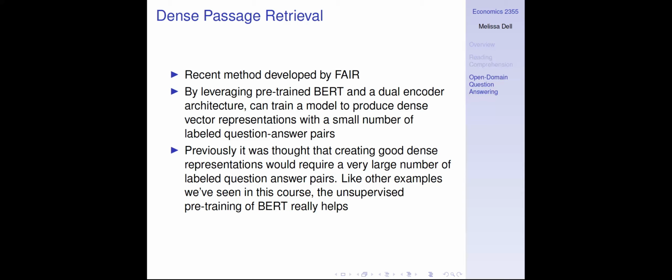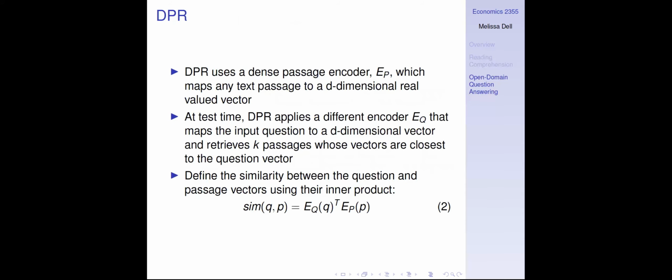And so specifically they need what's called a dual encoder architecture. Let me explain this in more detail. DPR uses two encoders, hence dual encoder. It uses a dense passage encoder, which we'll call EP, which maps any text passage to a d-dimensional real-valued vector. They've divided all of Wikipedia up into passages, and then they use the encoder model to create an embedding representation of that passage. And you do that beforehand.